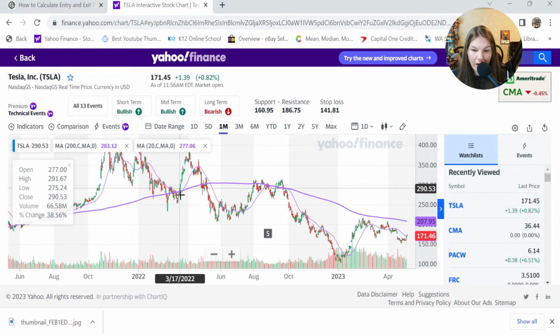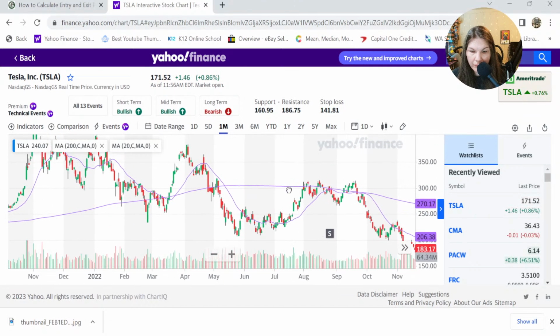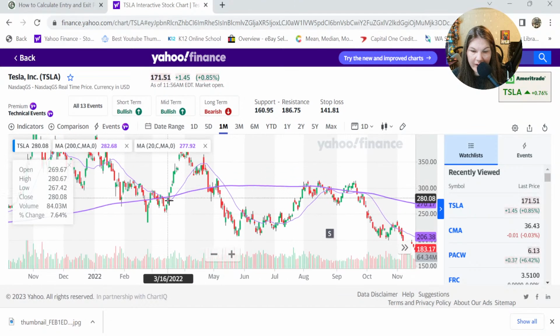I probably would have bought right here. When this one dipped, pull back, I would have bought here, and then I would have sold up here. So I probably would have sold. Let me see. Let's look up closer on that one. So I would have bought at this dip right here. As soon as this moving average moved below the other moving average, I would have purchased this. I don't know why. That's just what I would have did.